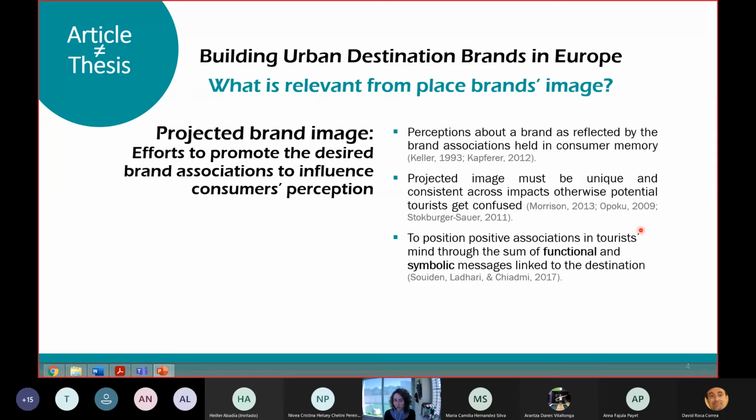And to position positive associations in tourist minds comes with the sum of functional and symbolic messages. What is this? And that was highly important to understand, the point where I stopped talking about my thesis and started focusing on that particular paper. So understanding brand image as these functional associations together with these symbolic ones, the hypothesis in my previous research is that with the sum of these two key ideas, we would get to a strong brand capable of moving the consumers or the tourists in that case.